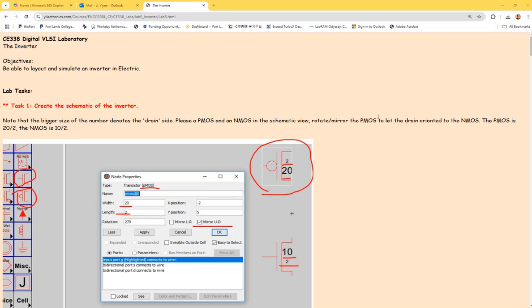Okay, so today we are doing the layout for the inverter. The inverter does nothing but invert the digital signal, right? You can see one thing you need to know.